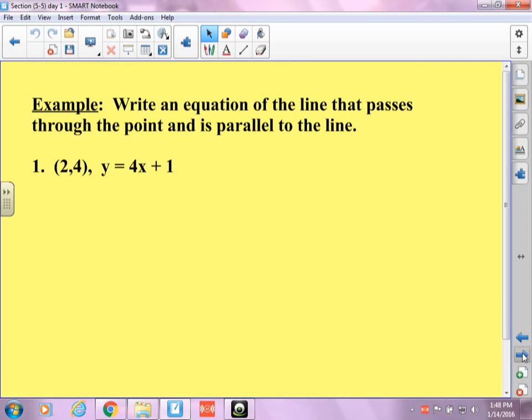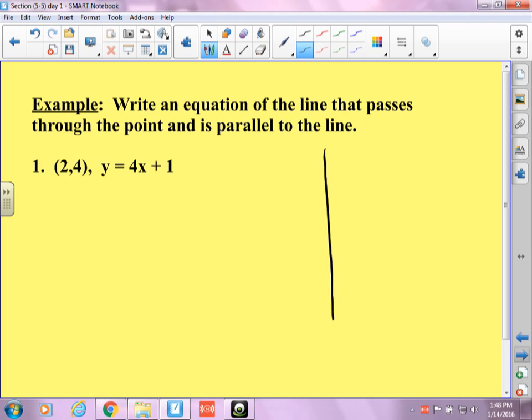All right, so the direction says write an equation of a line that passes through the point and is parallel to the line. And kids have asked me, I don't get it. Like, what does this mean? Like, who cares? Right? This is what's going on. And you don't have to draw this, I'm just showing you why we're doing this.